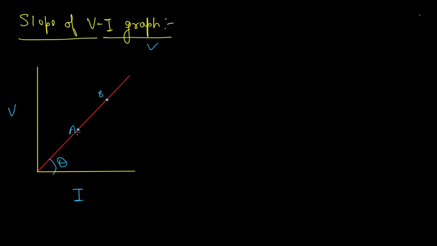So I will draw the line one by one. Suppose I am drawing the projection from A point to here, and second projection I have drawn here on the V side, and a projection I have taken from B also from this side, and from B point I have taken the projection on the V side. So what these projections are telling? It is telling us that at a particular value of V, it is having the current I1, and at point B, it is having the current I2. For I1, the potential here will be the V1, and for I2, the potential here will be the V2.